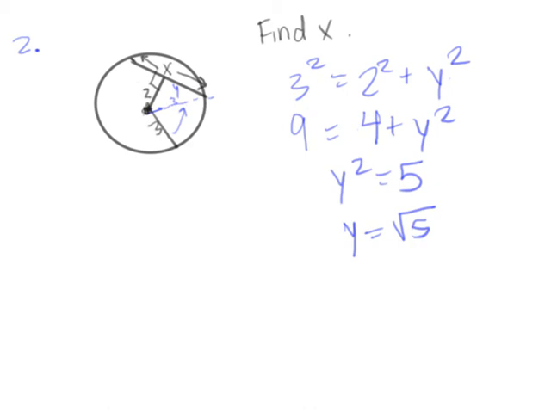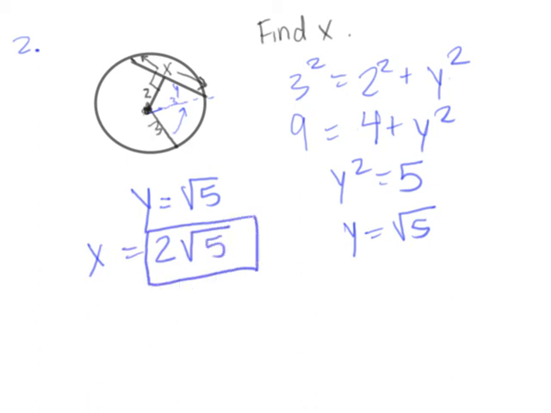So y is that. And if this is y, then x is 2 of those. So y is square root 5. Then x is 2 square root 5 because it's 2 of those. And I found the value of x. Very good. One last problem. I'll go ahead and clear out again. One last problem.